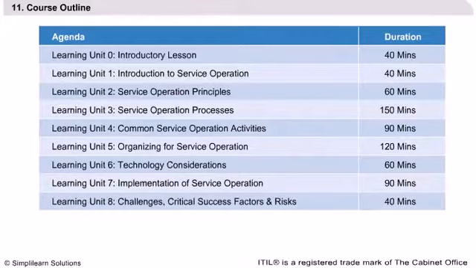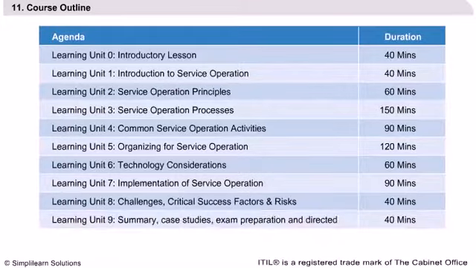Learning Unit 8 is all about challenges, critical success factors, and risks. In this unit, the challenges, for example, engagement with staff outside service operation, justifying funding, critical success factors, for example, management and business support, staff retention, and risks, for example, loss of service, related to service operation, are also discussed. Learning Unit 9 is the last unit of the module, which consists of a summary, exam preparation, and directed studies. A mock examination will be conducted as part of the delivery of this course.